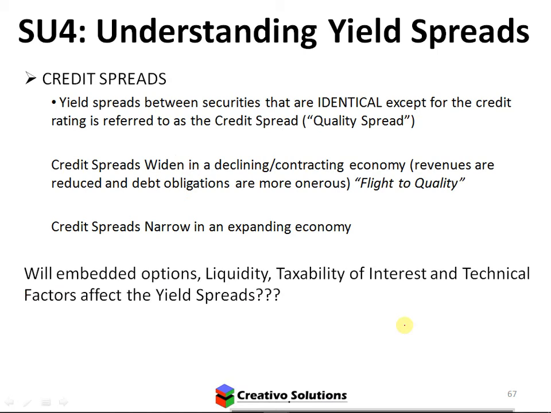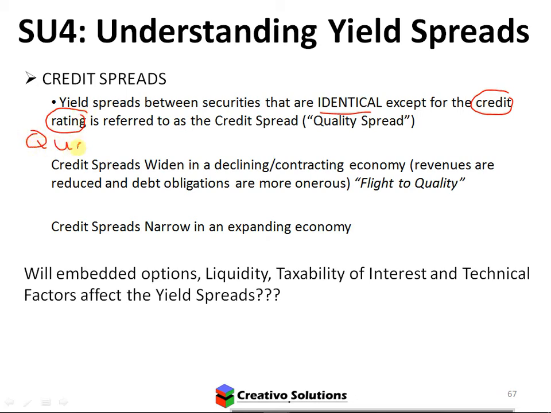Okay, here's a note about spreads. We spoke about a spread earlier. The yield spread is the amount between securities that are identical except for the credit rating. So yield spreads between securities are identical except for the credit rating. Why? Well, what is the credit rating telling you about the bond?